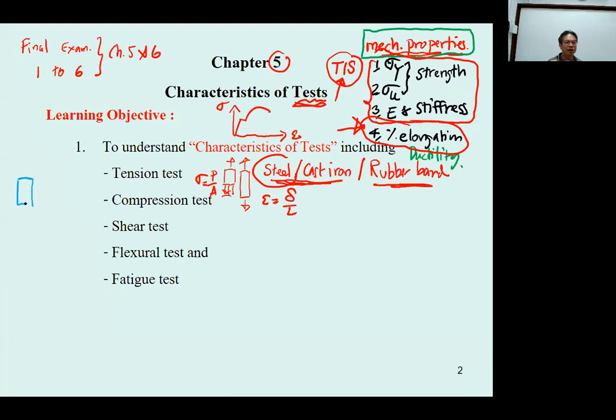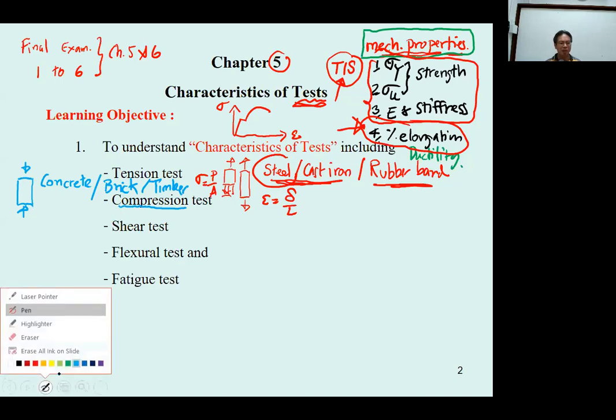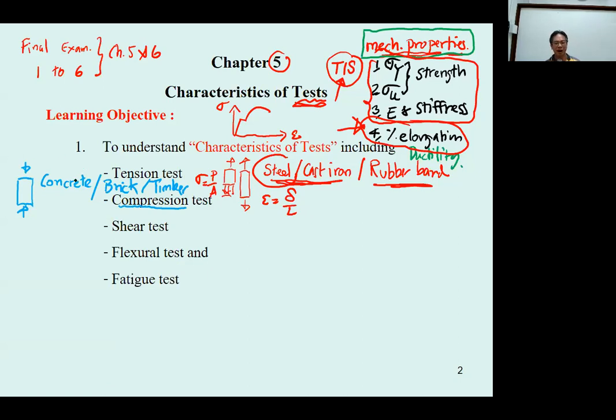The second one is compression. When the material is in compression, what material do we test? We test concrete. Okay, remember, we also test brick for compression. Why? Because concrete and bricks are used in structural members that are subjected to compression. And you also test timber for compression. And for this, again, there are some mechanical properties following some specification that you must follow.